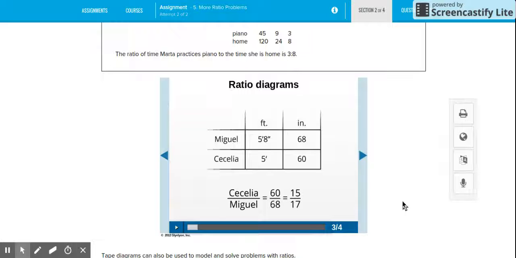Now that the units are the same, we can find ratios. Let's first find the ratio of Cecilia's height to Miguel's height. The ratio is 60 to 68. It simplifies to 15 to 17.